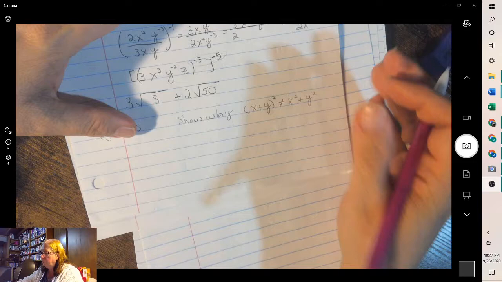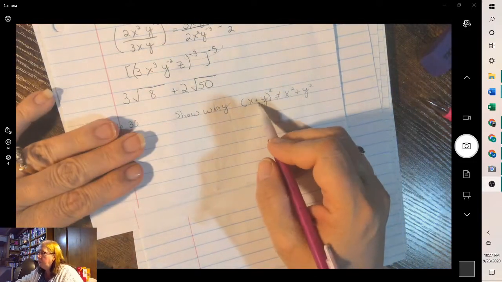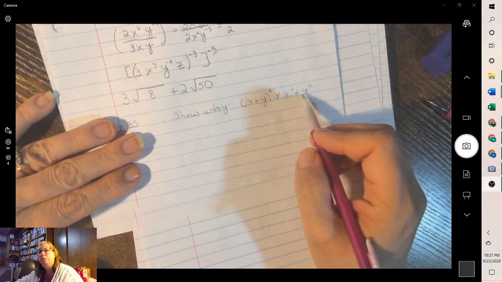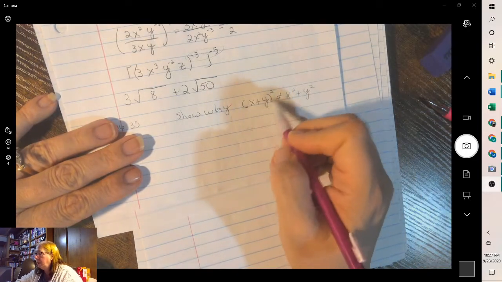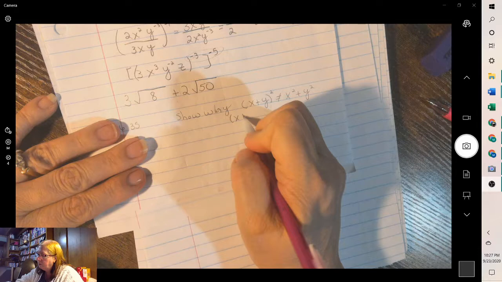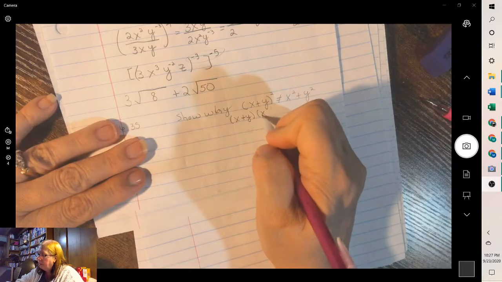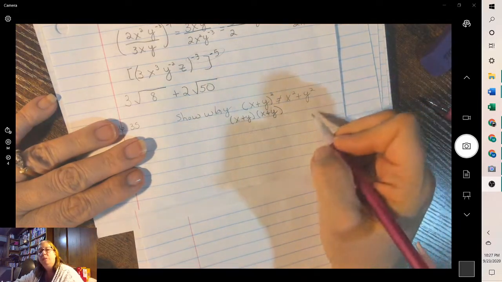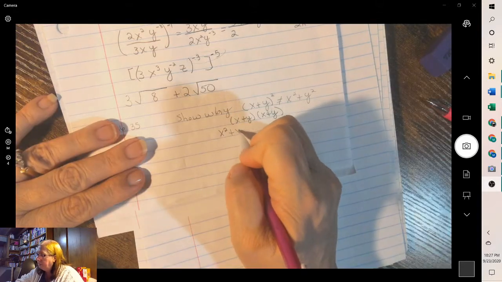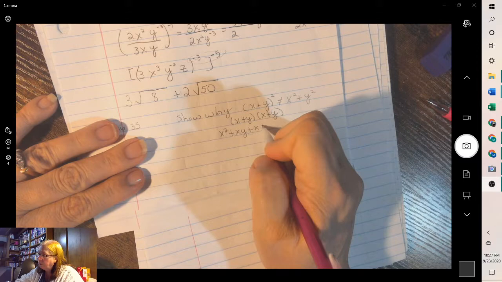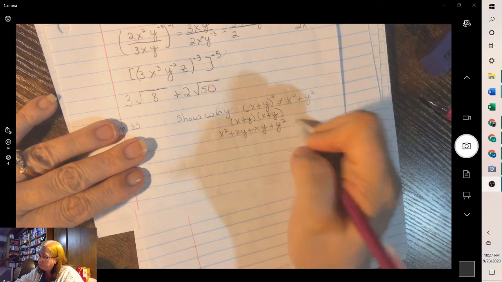There was one more I wanted to show you. This is not equal to x squared plus y squared. It's a really common mistake. If you're taking a quantity squared, then that's x plus y times x plus y. You need to FOIL it. And if we FOIL this, we have x squared plus xy plus xy plus y squared.